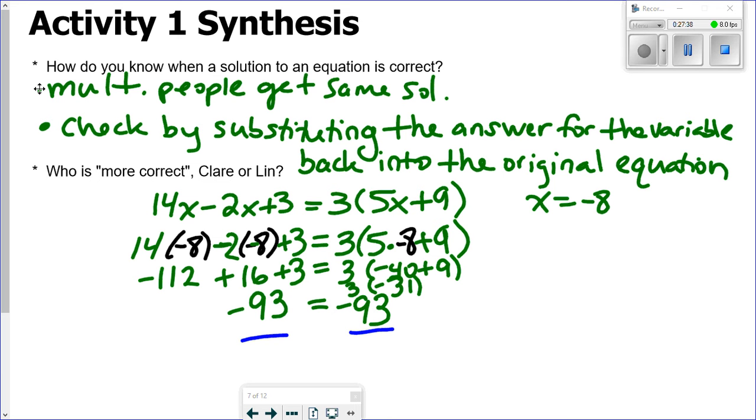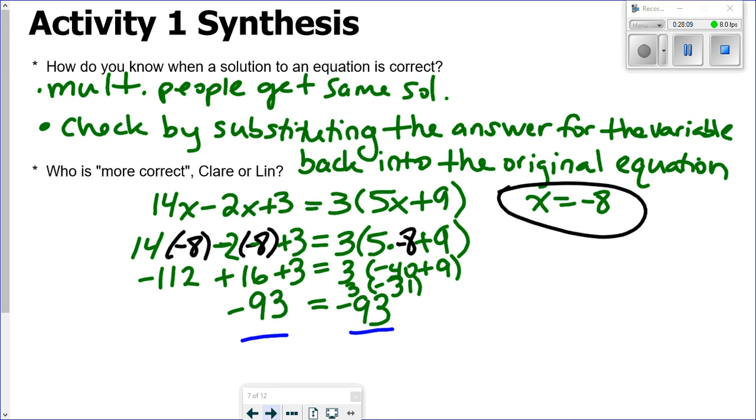Last question, who's more correct, Lynn or Claire? Well, we just proved throughout all of their work that not one person is more correct than the other. Rather, both individuals are absolutely correct. They just took two different strategies to get to the same end result of x equaling -8. Claire took the strategy of dividing by that 3 first, versus Lynn, who took the strategy of using the distributive property with that 3.